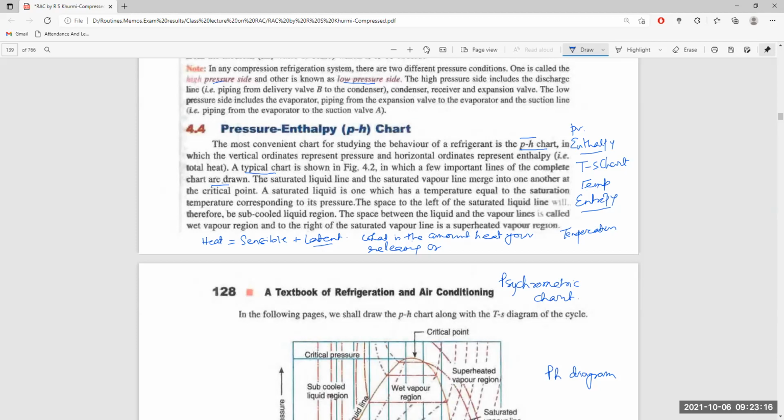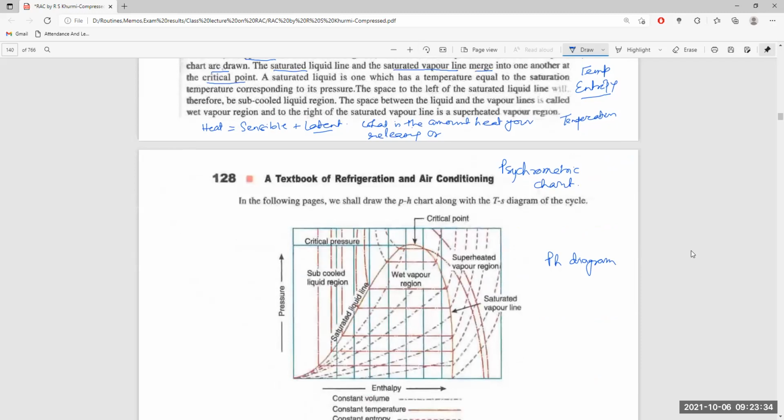It's a typical chart. The important lines are the saturated liquid and saturated vapor lines. These are the two important lines. We have to understand what is what, and that they merge into one another at the critical point. This is the saturated liquid line, left side of the chart, and the saturated vapor line, right side of the chart. This is the critical point where these two lines meet.